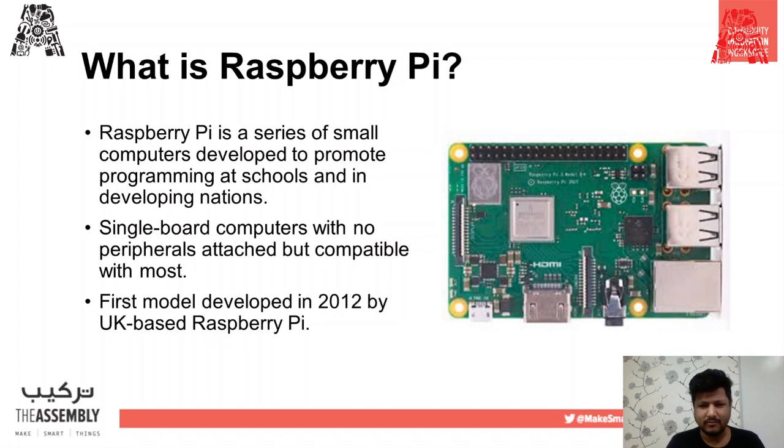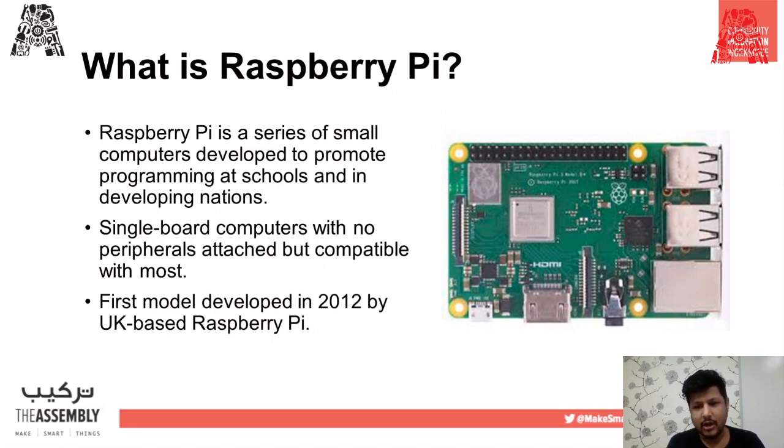So a small introduction to the Raspberry Pi. A Raspberry Pi is a series of small computers developed to promote programming. As you know, the Raspberry Pi is very programmer friendly, and it is also very student friendly. So you can easily introduce yourself to IoT applications, and you can also do a lot of different computer vision projects on a Raspberry Pi. As you can see, you have some pins.